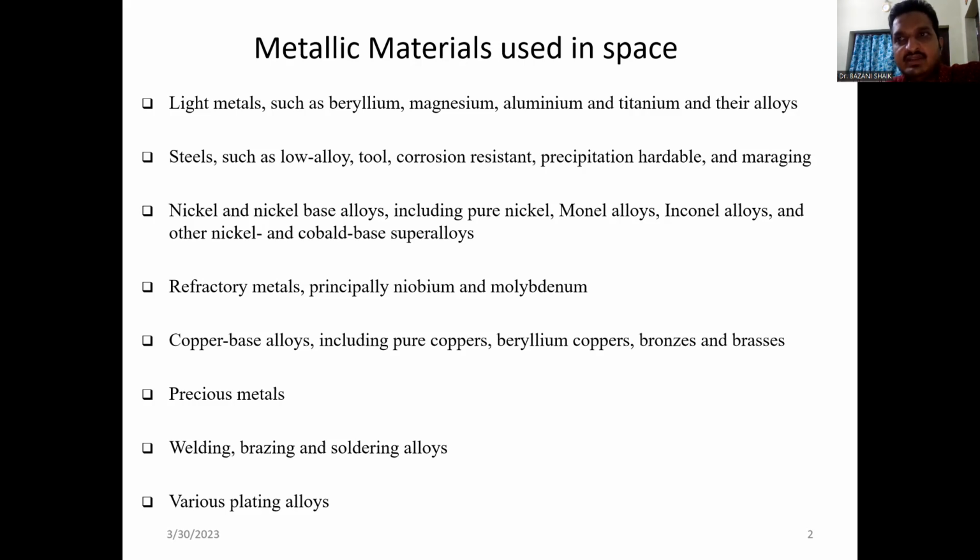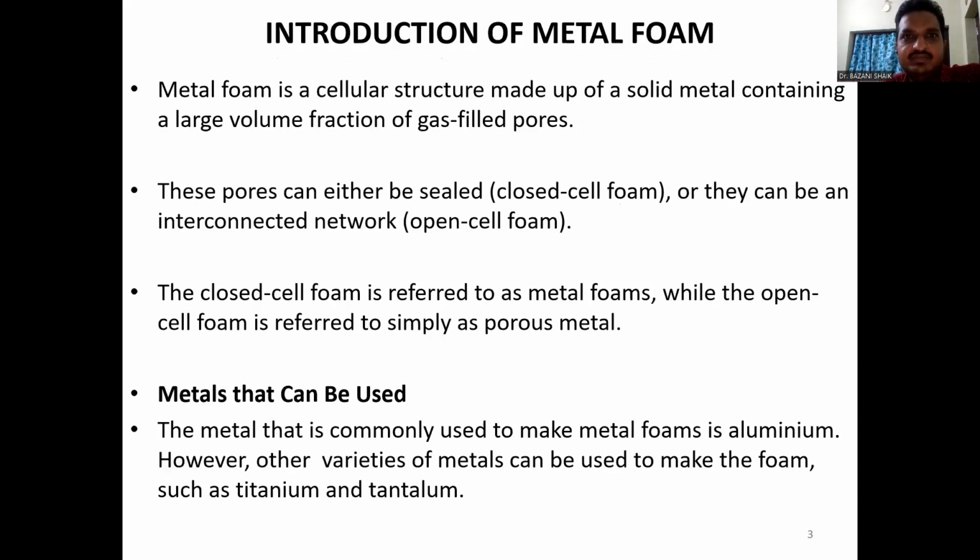Already we know about rare earth metals and how the natural metals are useful for manufacturing, with respect to mixing of different metallic materials, that is different metals, in order to get the final conditions. And also welding, brazing, and soldering alloys and various plating alloys.